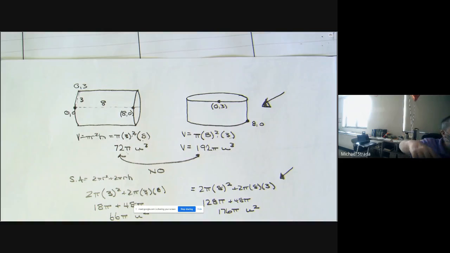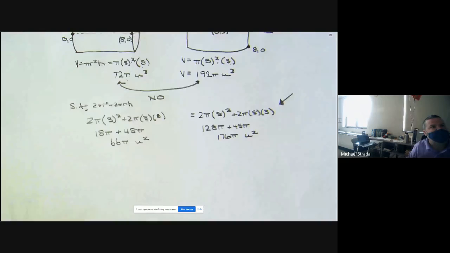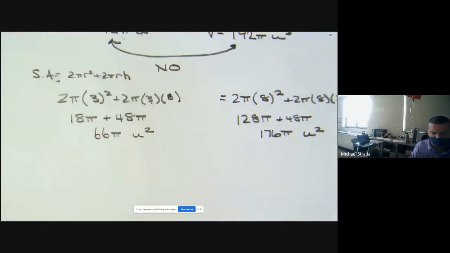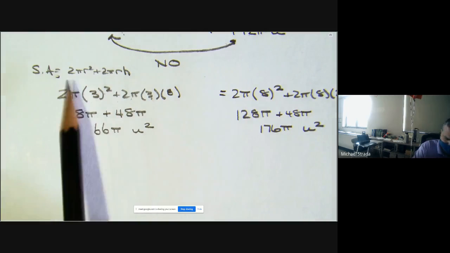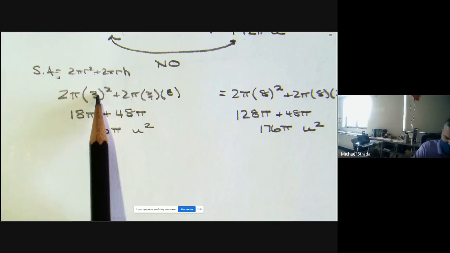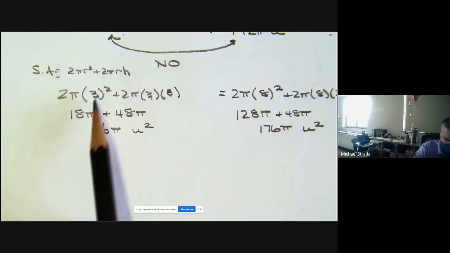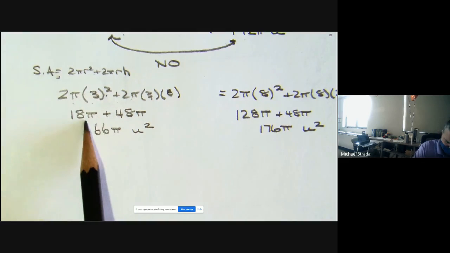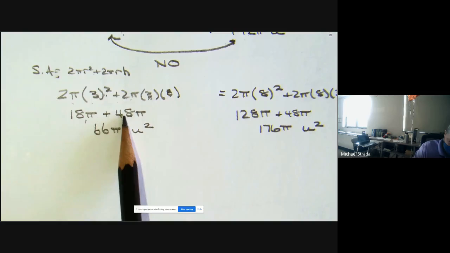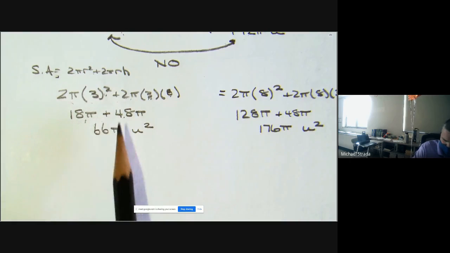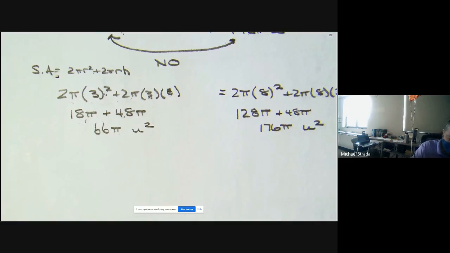No, they are not. Surface area is 2 pi r squared plus 2 pi r h. All right? The radius is 3. The height is 8. 3 squared is 9. 9 times 2 is 18. 8 times 3 is 24. 24 times 2 is 48. 18 plus 48 is 66 pi.